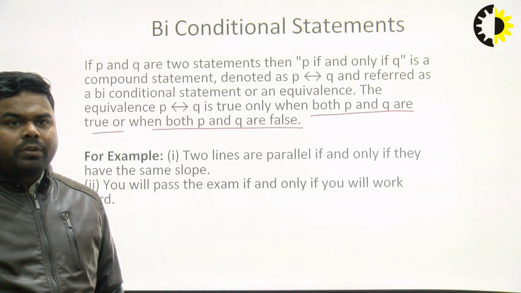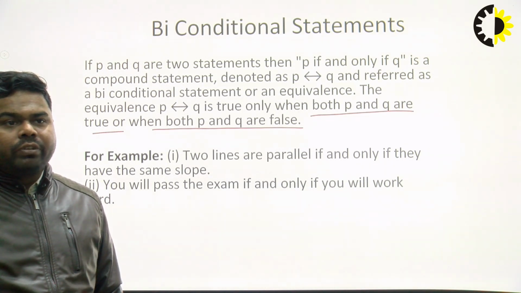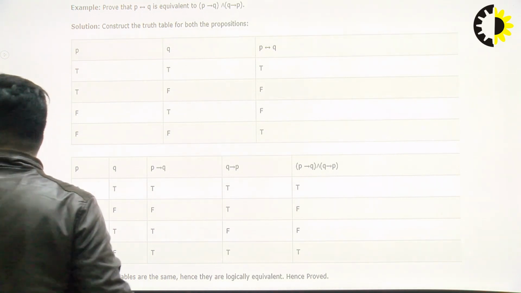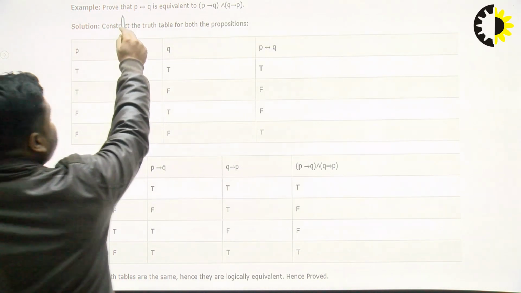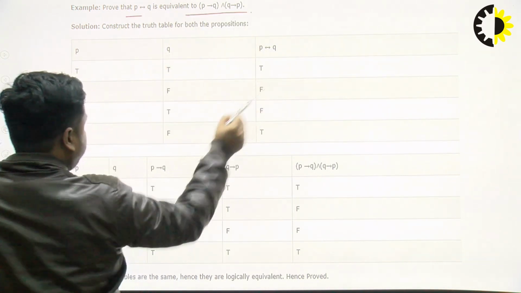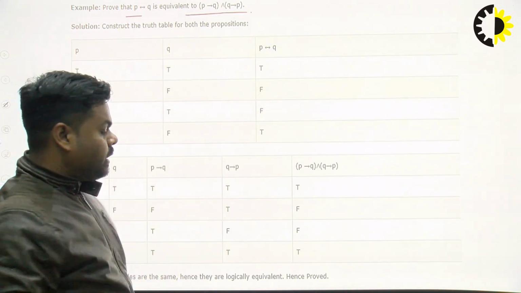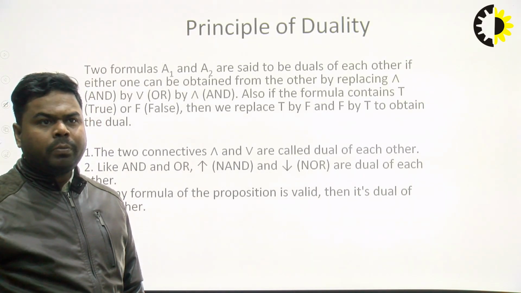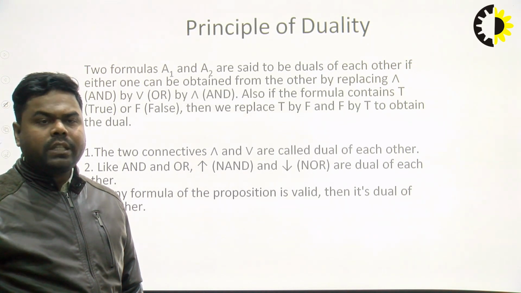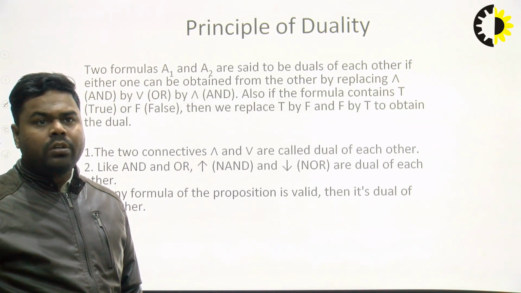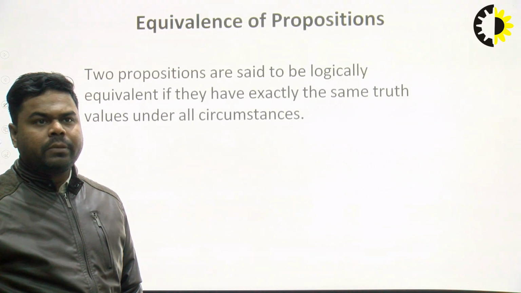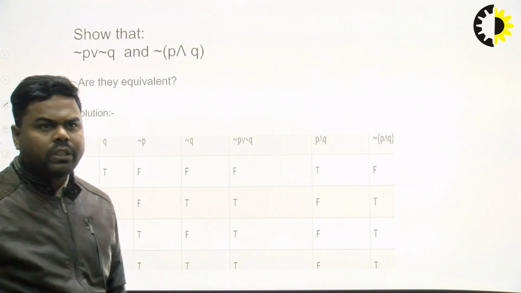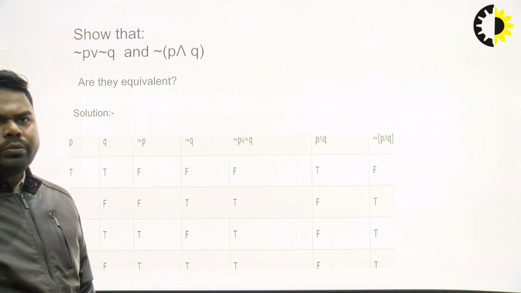You will pass the exam if and only if you work hard. Okay, now here is the proof. So this is the proof of P to Q and equivalence. So we are making the tables of that one and matching the equivalence also. The principle of duality says that in the two formulas A to B, we change the sign, replacing and to or. So this is the law of the algebra of propositions. We are showing whether this is equivalent or not from the two tables.